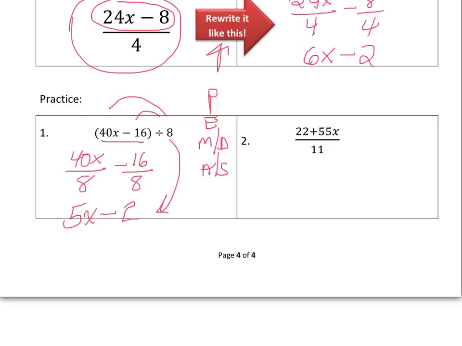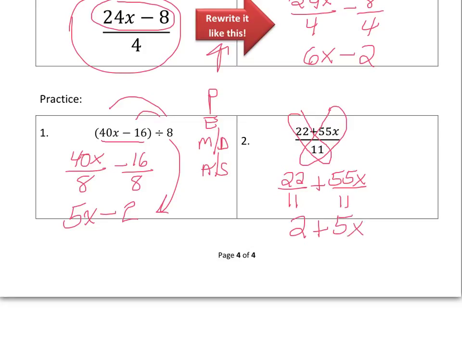Over here in number 2, we have 22 plus 55x divided by 11. Sometimes people like to show that division using these butterfly wings. So 22 is being divided by 11, and 55x is being divided by 11. 22 divided by 11 is 2, and 55x divided by 11 is 5x. And that's how we use the distributive property of division.